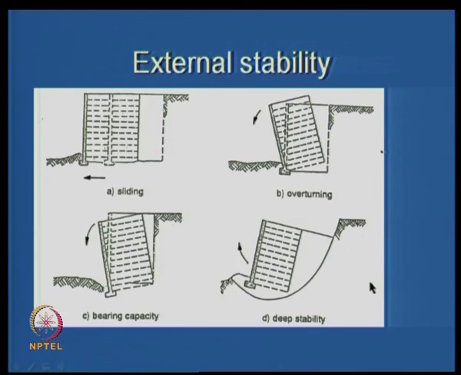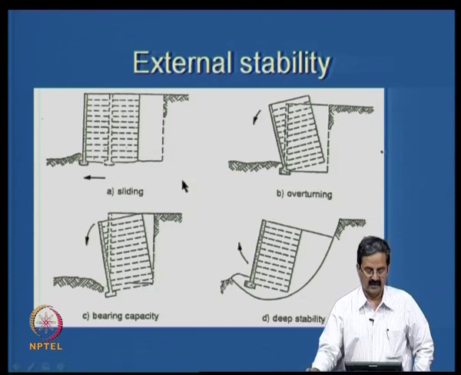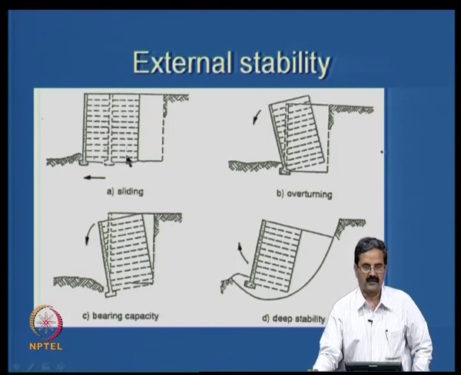So what are the external stability considerations? These are all standard even for regular retaining walls. We know that we need to design the retaining walls for bearing, overturning and sliding, and deep stability. Like the retaining wall, whether it is a reinforced earth wall or any other conventional retaining wall, it should not slide, right? That's one thing. So sliding resistance is important, overturning is also important, then bearing capacity failure should not occur.